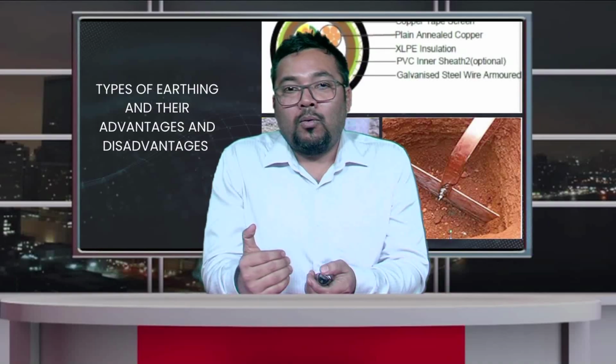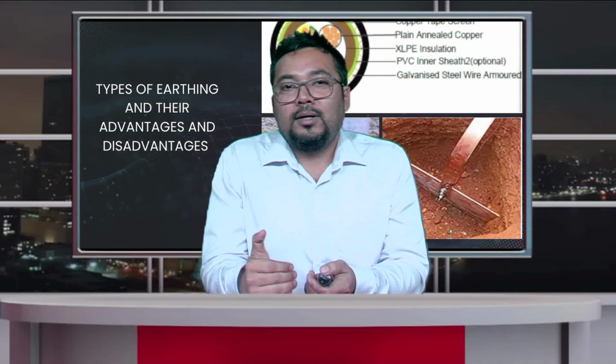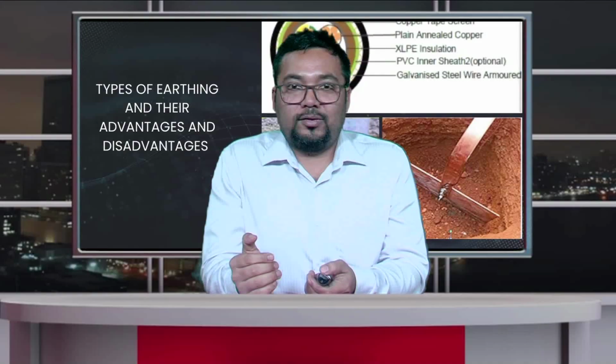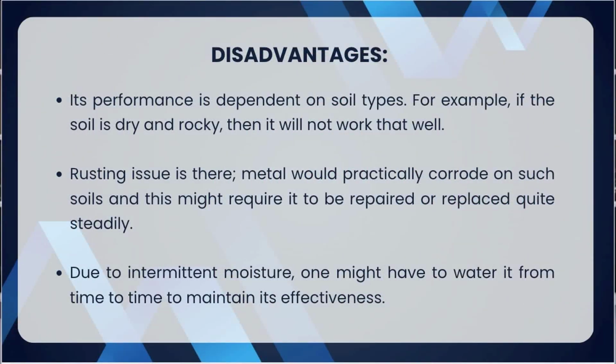Now, it also has some disadvantages. Some disadvantages always exist. Its performance is dependent on soil type. For example, if the soil is dry and rocky, then it will not work very well. Rusting is one more point to consider, in that metal would practically corrode in such soils, and this might require it to be repaired or replaced quite frequently. Due to intermittent moisture, one might have to water it from time to time to maintain its effectiveness.